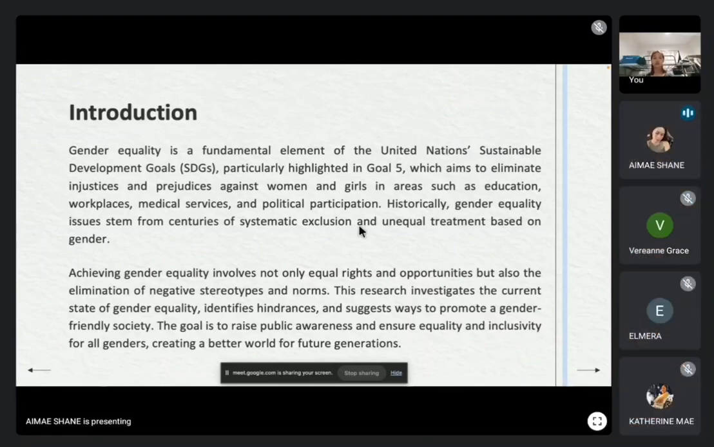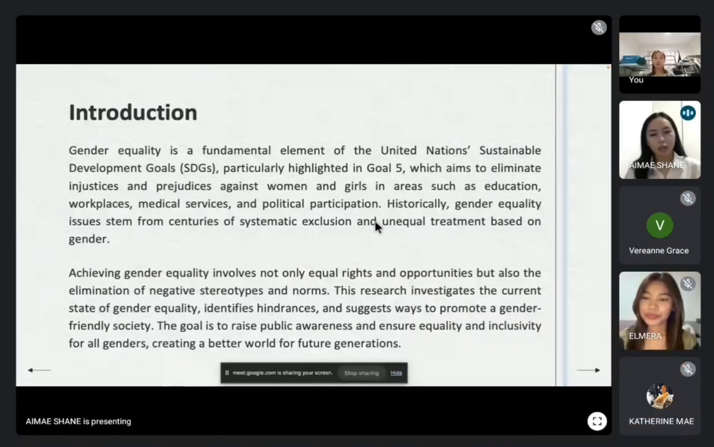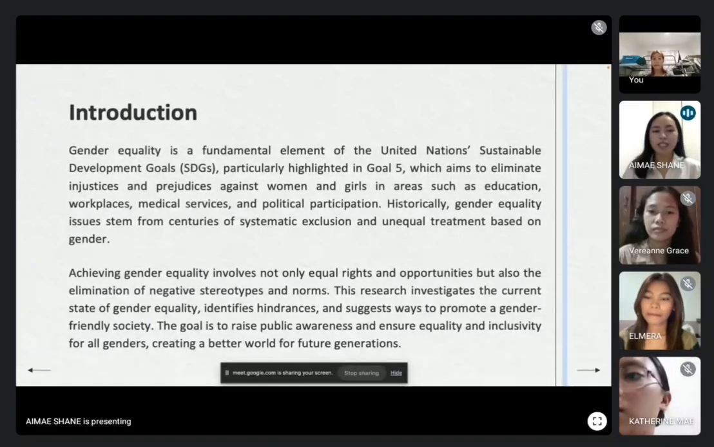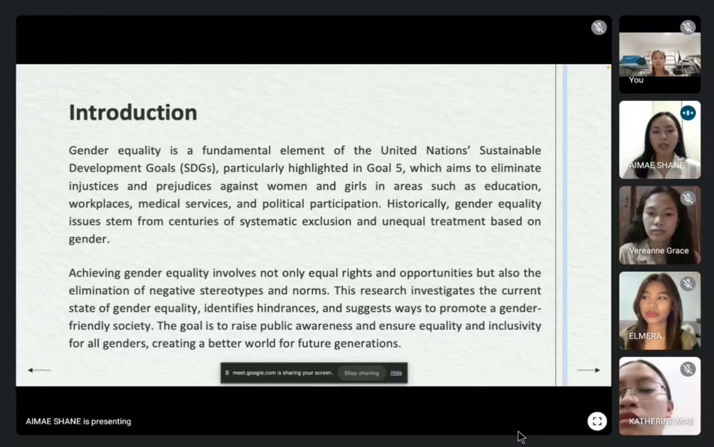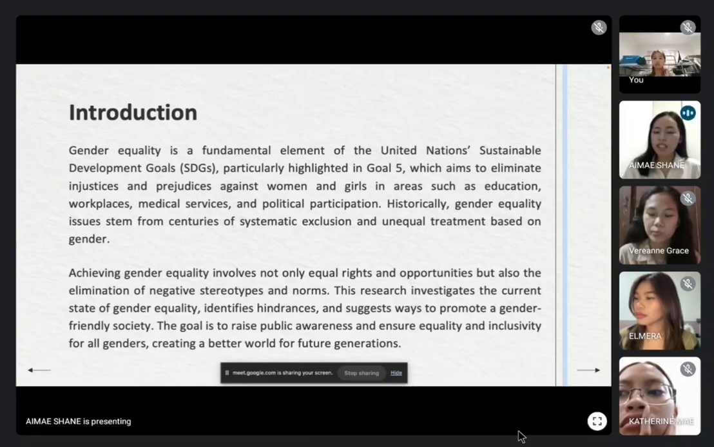Gender equality means providing equal rights and opportunities for all genders and breaking down stereotypes and societal norms. So in our study, we examine the current state of gender equality in different countries, identify barriers to progress, and suggest ways to promote a more inclusive society. So moving on to the next part, which will be presented by Lape and Lopez.